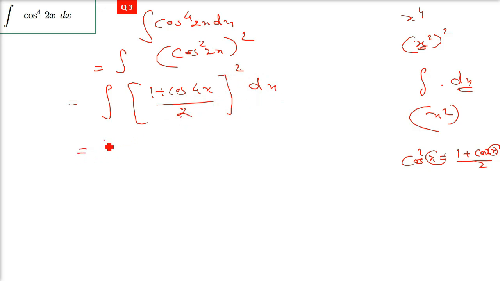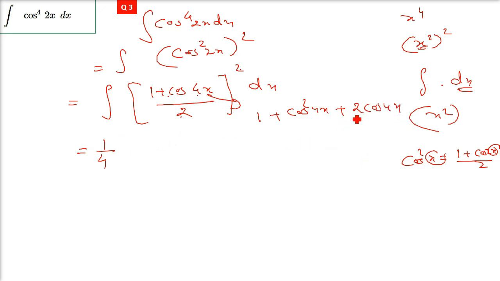So we just do it. 1 by 2 whole square is 1 by 4. 1 plus cos 4x whole square is a plus b whole square. So I am doing it here: 1 plus cos square 4x plus 2 into cos 4x. A square plus b square plus 2ab. This is what I am using right now.